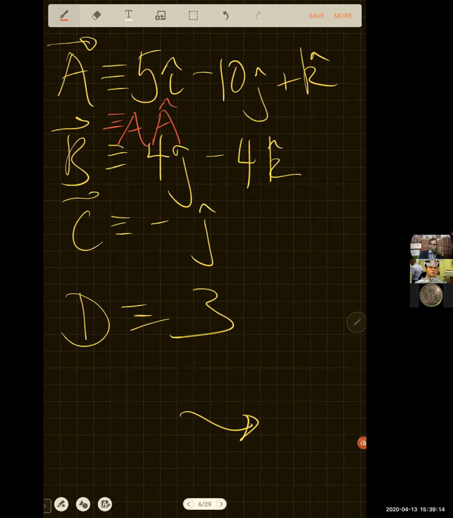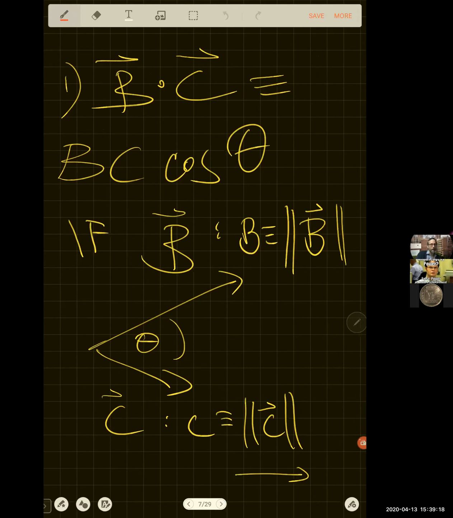So in the first exercise, it's never getting rolling here. The first exercise says, what's the dot product between B and C? There are literally two equivalent definitions you can use for the dot product. I think the most fundamental thing to say about the dot product is what I have here on the screen. The dot product is the scalar product between two vectors.